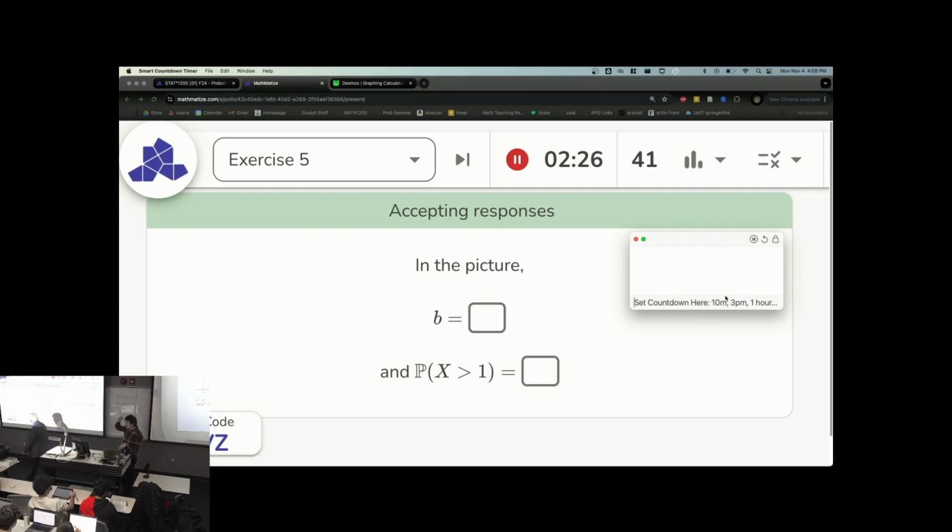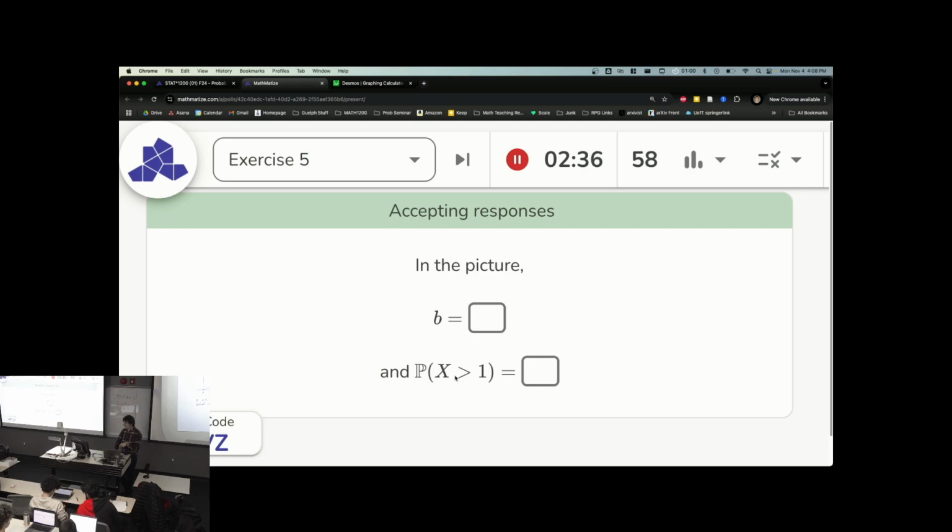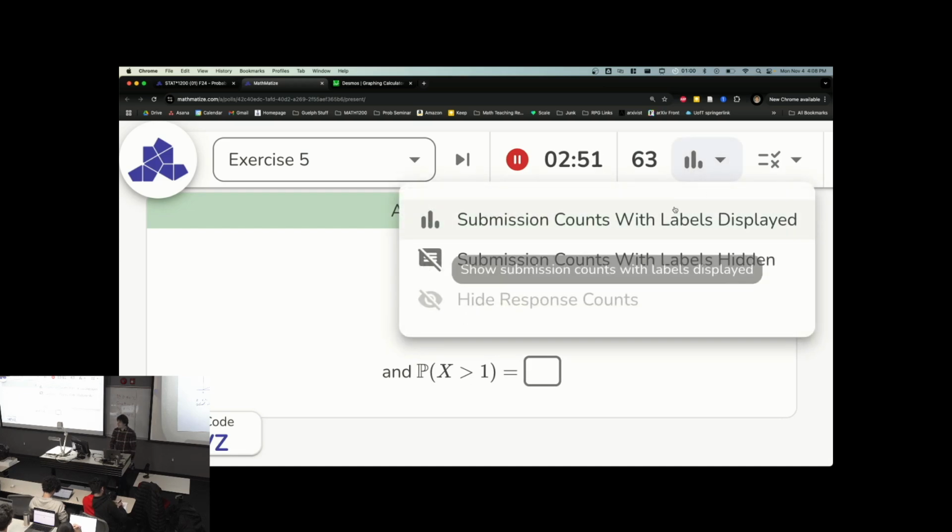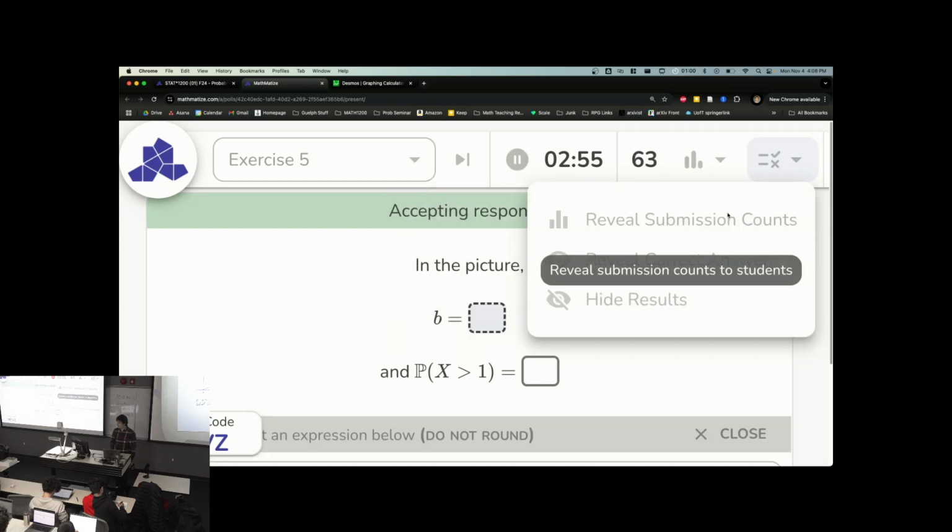Okay, let's put in your guesses. Maybe you know what b is, but not the probability. If that's the case, we'll show you some bread and butter ways to get this area that gives you the probability x is greater than 1. Like Gary was saying, you can either be tricky and do congruent triangles, or be very hands-on and just calculate the height of everything. Either way will work. All right, let's see what people said. Reveal.